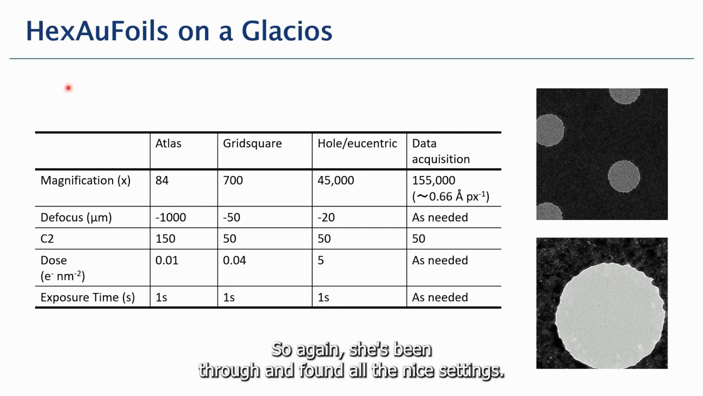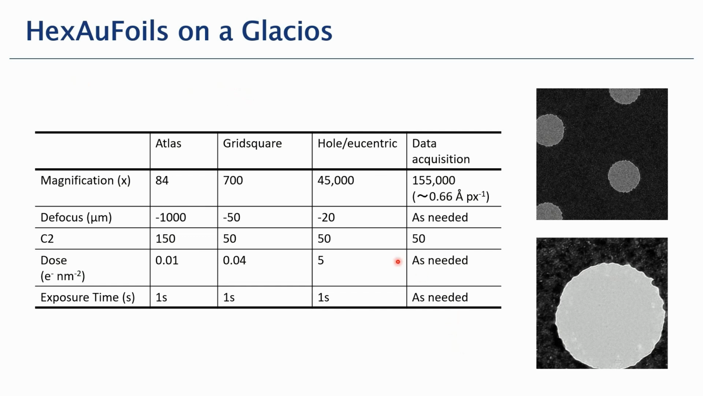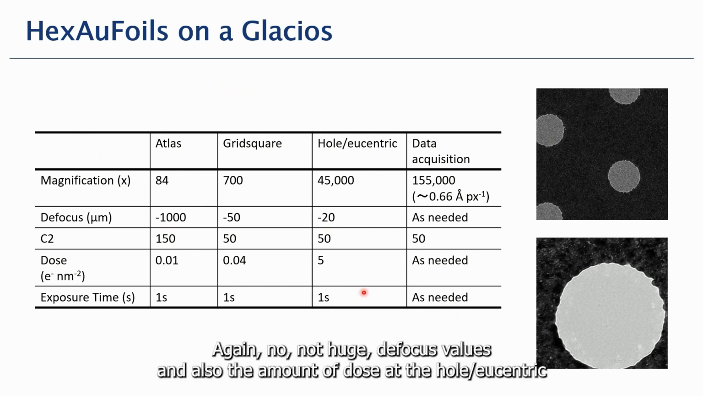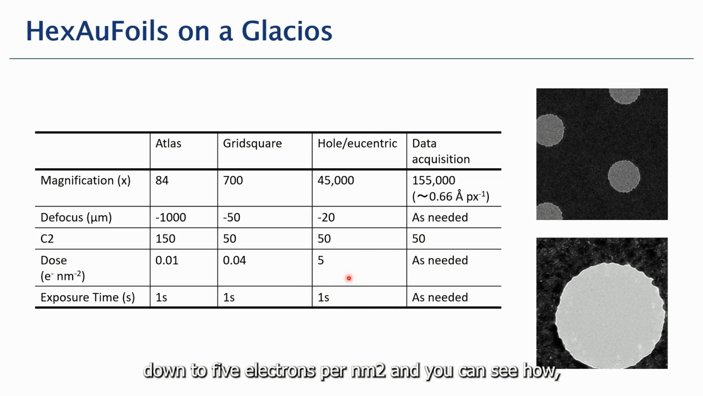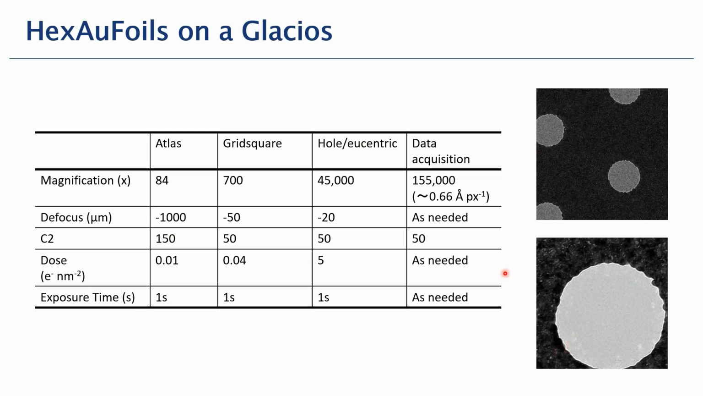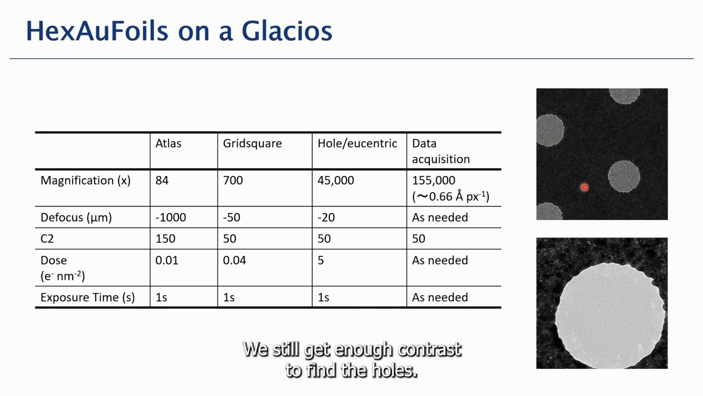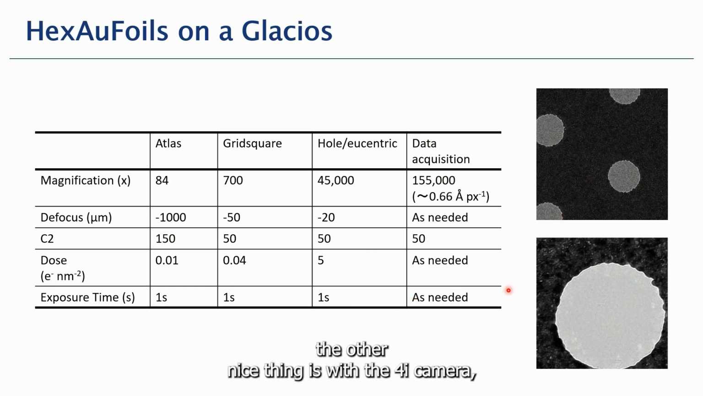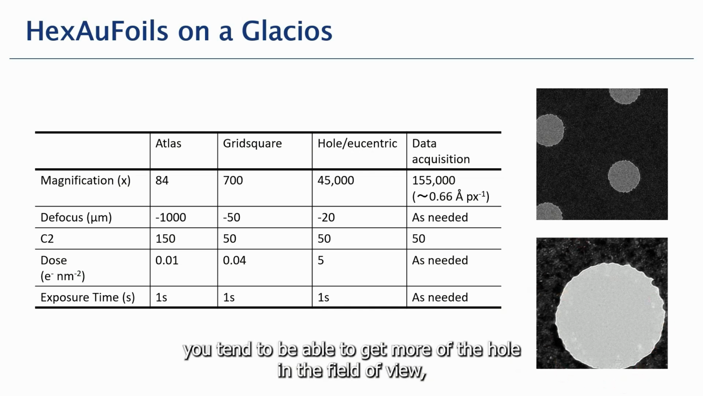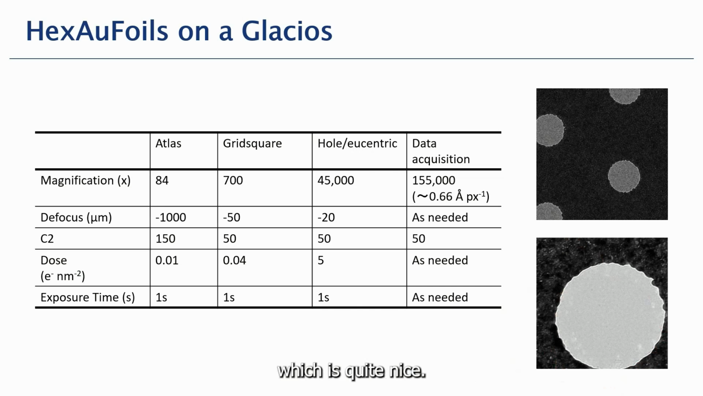Again, she's been through and found all the nice settings, like I've done on the Glacios. Again, not huge defocus values, and also the amount of dose, so the whole exposure down to 5 electrons per nanometer square. You can see how this looks quite nice. We still have enough contrast to find the holes. The other nice thing with the 4i camera, because it's square, you tend to be able to get more of the hole in the field of view, which is quite nice.